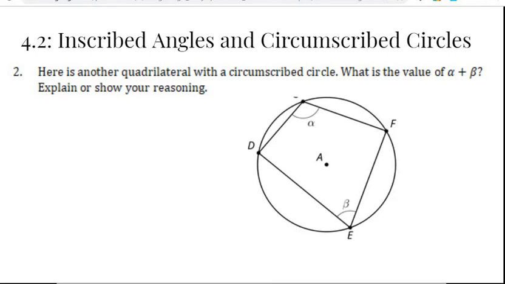Again, the alpha and the beta are representing measures, they're representing numbers, and then explain or show how you know that to be true. And you can work together on this and come up with an answer. Write it on your activity sheet, if you will, please.